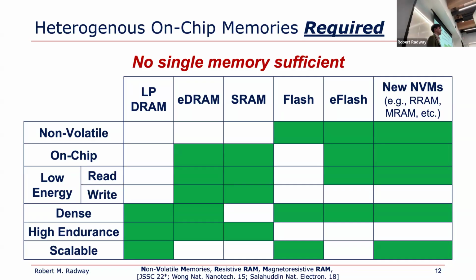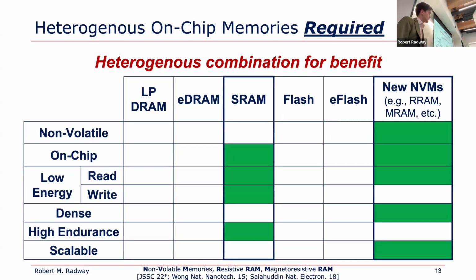That's why SRAM has been the dominant memory, but SRAM is also not scaling anymore. So what we looked at was, okay, what if we take a heterogeneous combination of SRAM, a traditional memory technology, which we use sparingly, with new non-volatile memories? In particular, a memory called resistive RAM, which I'll explain briefly.